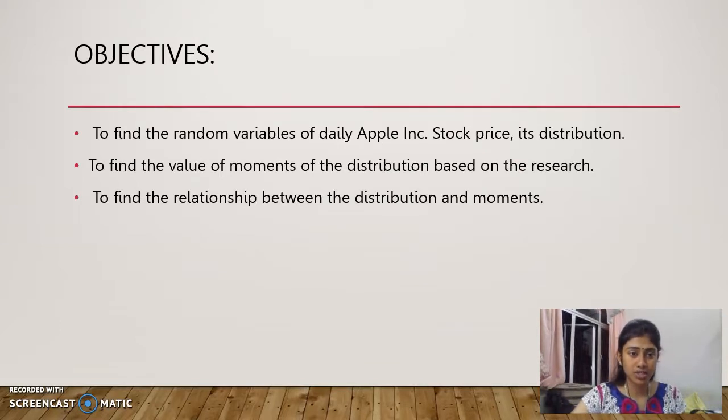And this is the objective for this research. First, to find the random variables of daily Apple company stock price and its distribution. Second, to find the value of movements of the distribution based on the research. And lastly, to find the relationship between the distribution and movements.